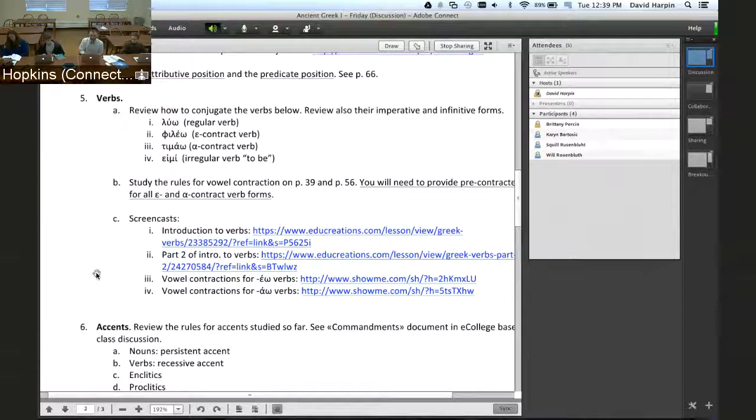Don't forget phileo, eo verbs, because we really obsess on ao verbs, but don't forget phileo, and don't forget the mi verbs.